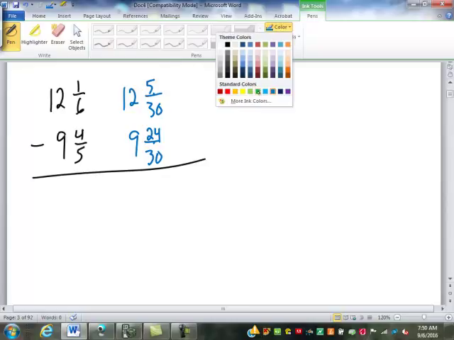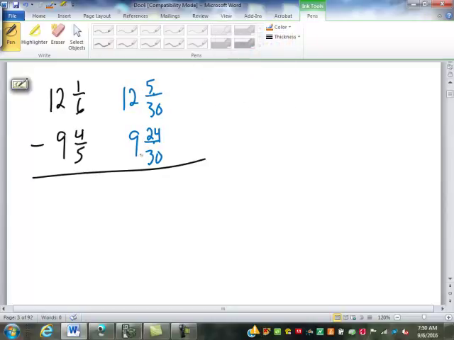So now I go to subtract. 5 minus 24, of course, is an issue. So we're going to borrow from the 2, make that a 1. What are we going to do here? Add 30. We have to add the denominator. 5 plus 30 is 35 30ths now. Now we can subtract. 35 minus 24?